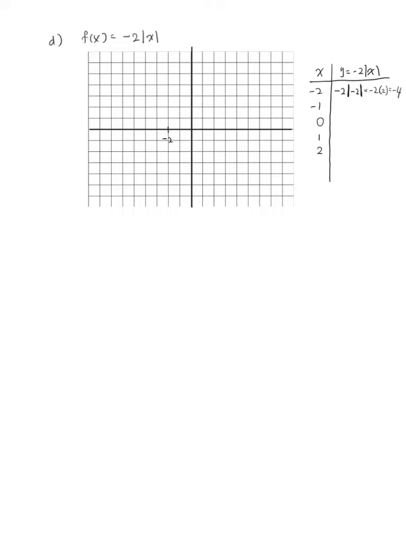Y is -4. 1, 2, 3, 4. Is that -4 right here? 1, 2, 3, 4. I think so. Okay, so I'm going to plot this point right here.